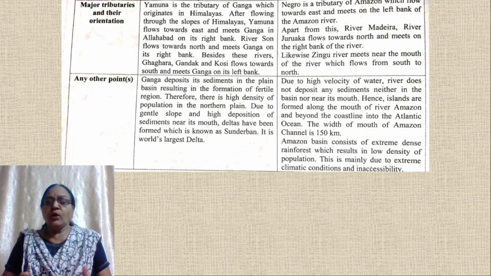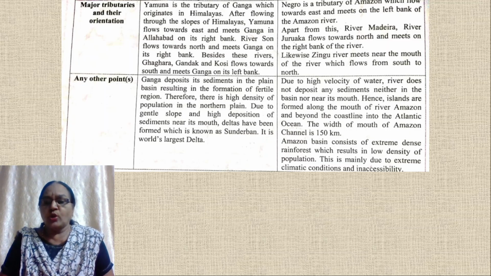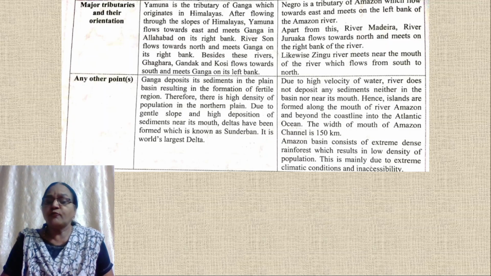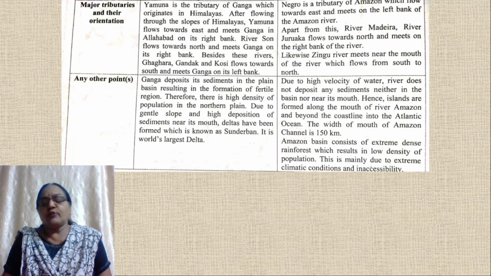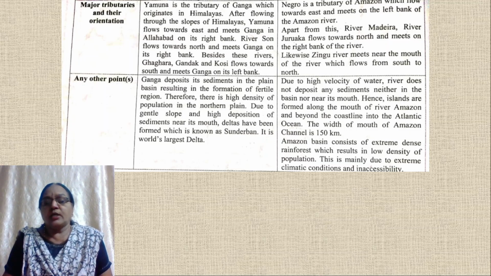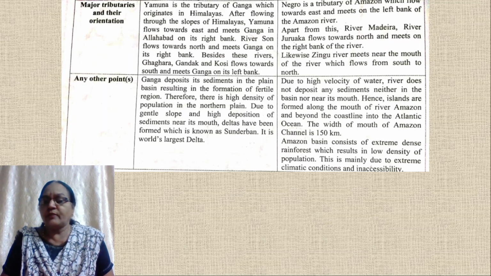Now, along the mouth of the Amazon, the width of the mouth of the Amazon channel is about 150 kilometers. Along the Amazon basin, we find there's a dense growth of forests, due to its high rainfall, and because of its hot and humid climate, and because of its inaccessibility, the density of population is very, very low. That you'll have to remember.